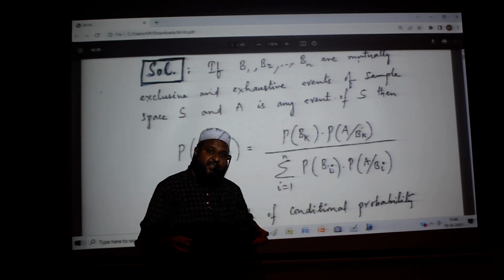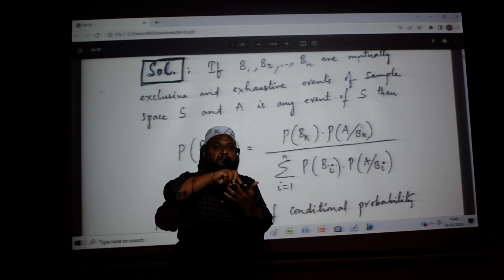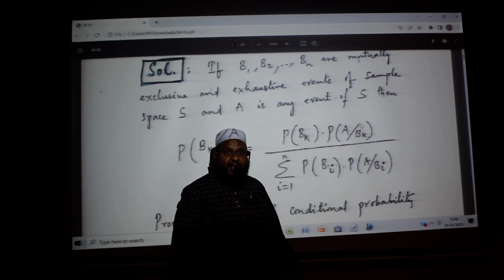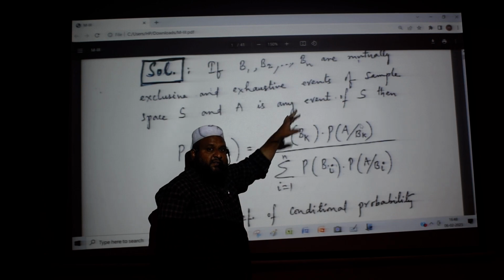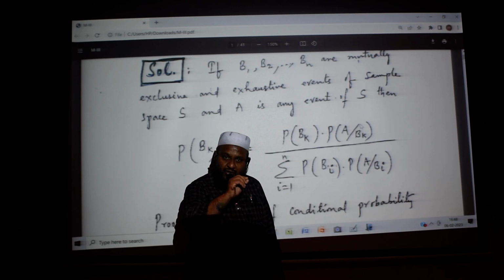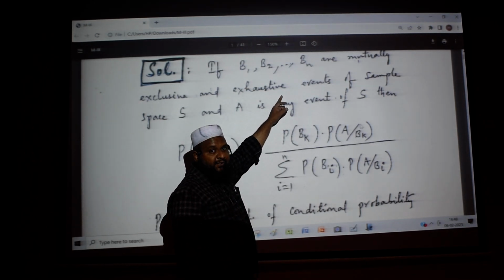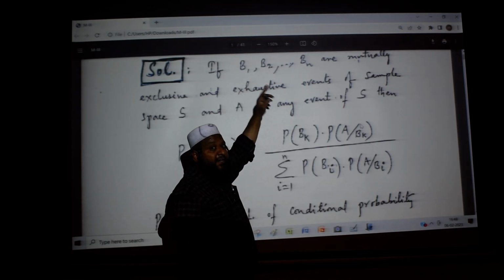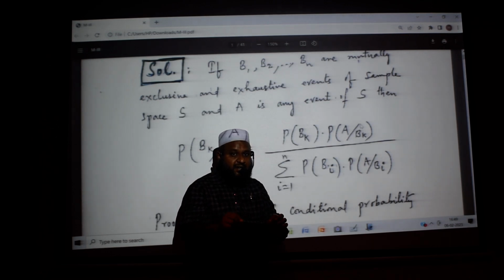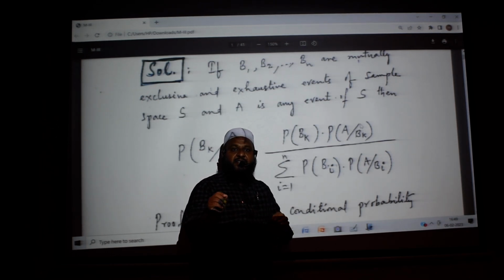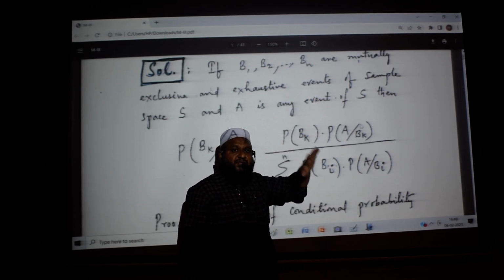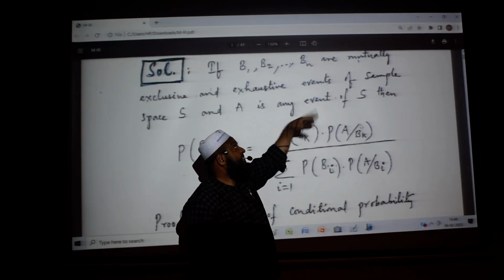One thing more: they are mutually exclusive and exhaustive events. Exhaustive means if we take the union of all of them, B1 union B2 union B3 and so on, that will become equal to the sample space. And what is mutually exclusive? If you take the intersection, you don't have anything, meaning you have the empty set. There is no outcome common to B1 and B2. Similarly B2 and B3, similarly B1 and B3, meaning Bi intersection Bj, where i and j are different, is equal to the empty set. So the n events are mutually exclusive and exhaustive and A is any event of S.